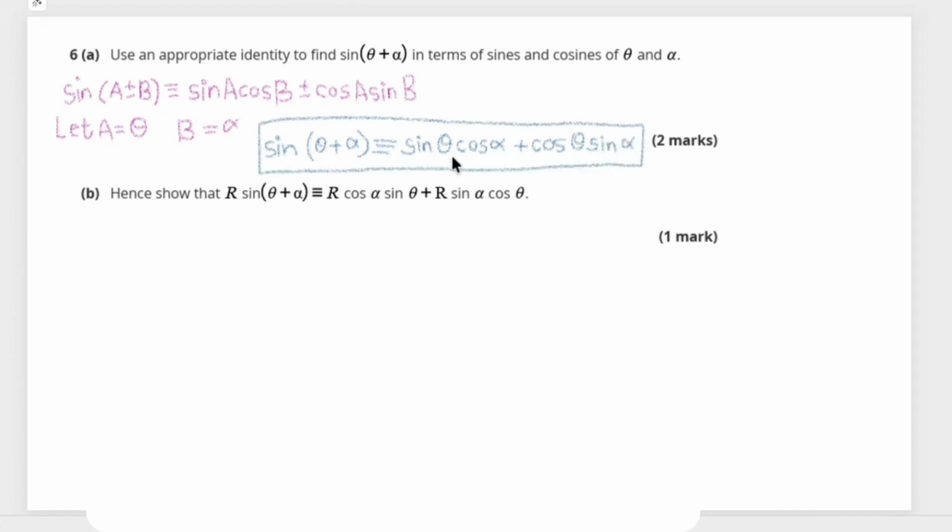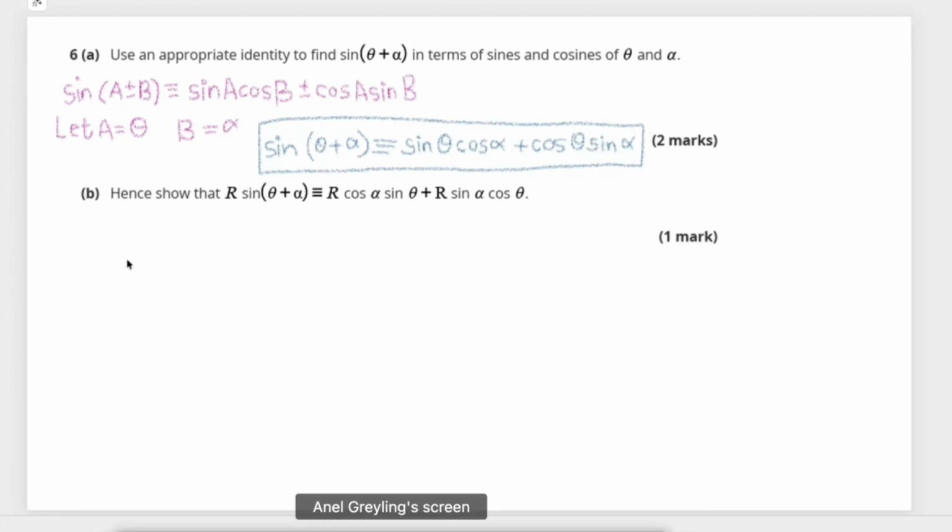I think you will agree with me when I say that it looks a lot more complicated than it actually is. Because this part right here will be given to you on your formula sheet. So you literally just have to rewrite this formula in terms of theta and alpha. Let's have a look at part B.